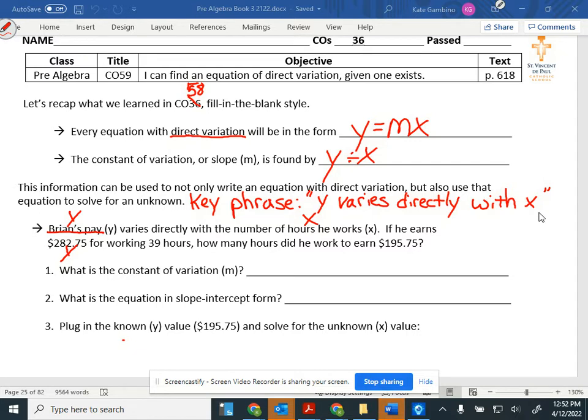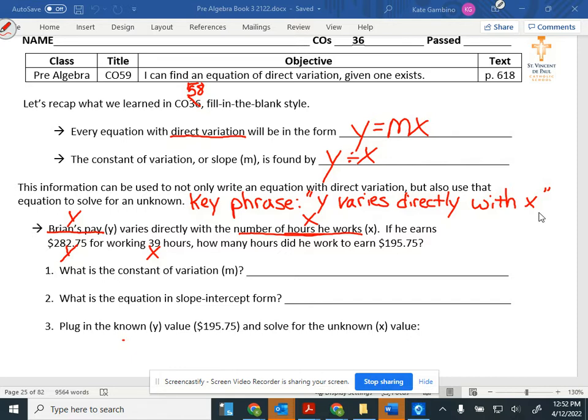He works for 39 hours. How many hours did he work to earn $195.75? What is my x? Sam? The x is the 39 hours. Number of hours he works. That is my x. He works for 39 hours. So we know those numbers. How many hours did he work to earn $195.75? So these are the steps we're going to do to solve this.